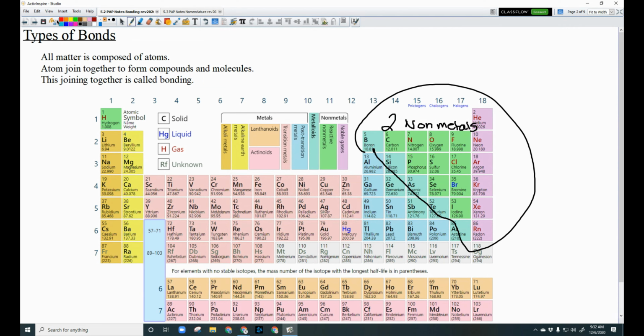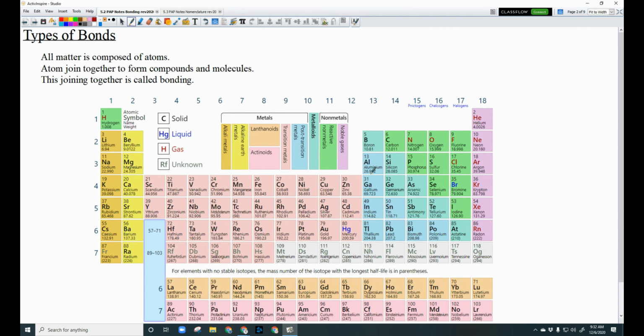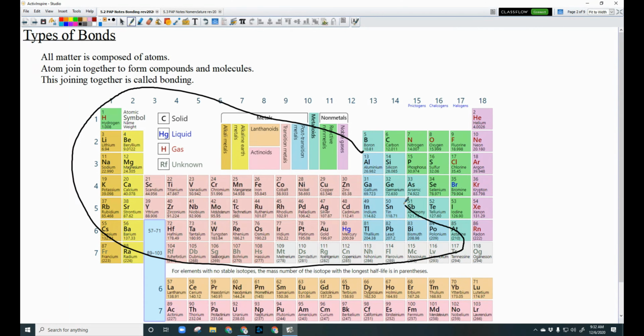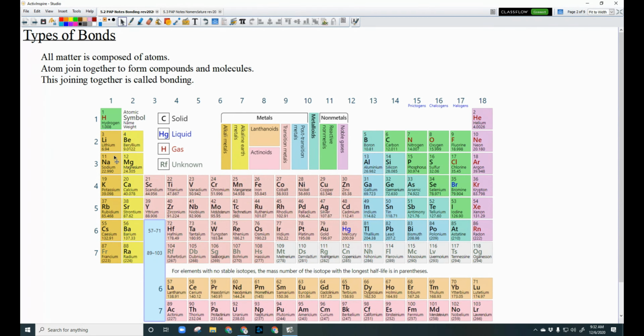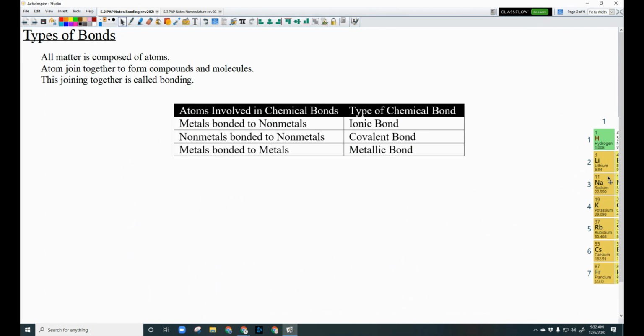And then the last bonding that we're going to talk about is metallic bonding. Metallic bonding is 2 atoms from the metal side of the periodic table, and it's usually the transition metals and the inner transition metals right here that bond together to form metallic bonding. We're not going to talk about metallic bonding too much, but we will talk about it some, and then I'll continue to bring it up as we start talking about other things in chemistry. All right, so there's ionic bonding, covalent bonding, and metallic bonding.